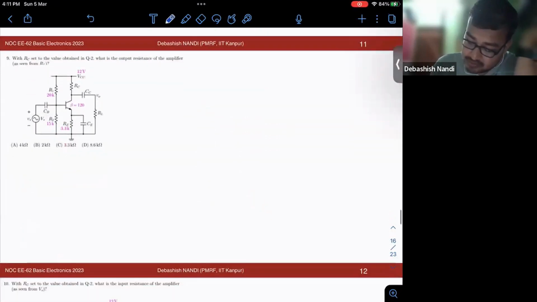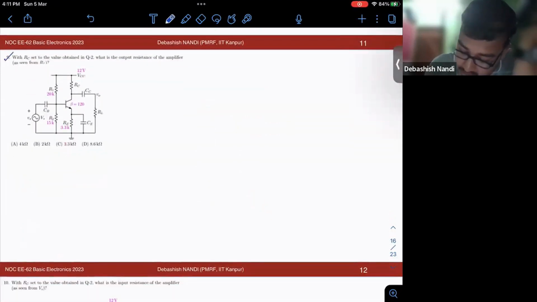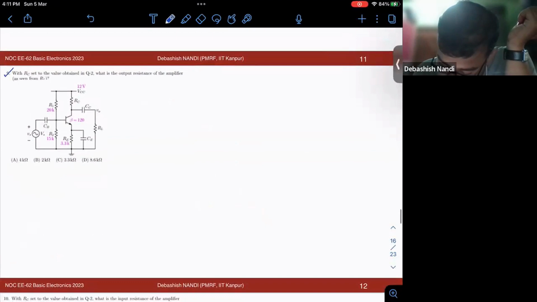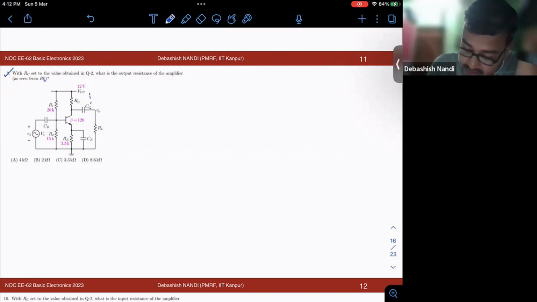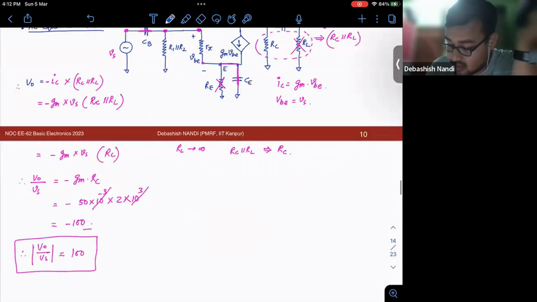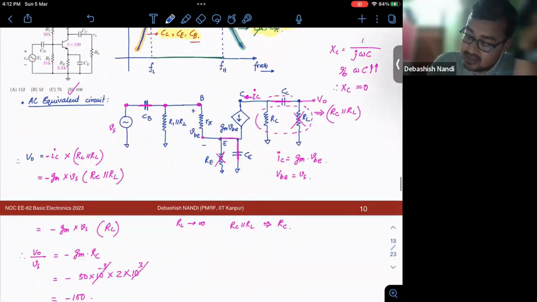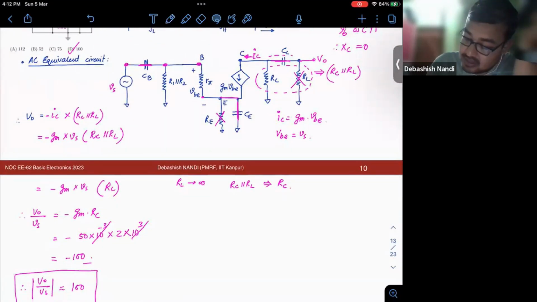So moving on to the next problem. With RC set to the value of Q2, what is the output resistance of the amplifier? Okay, as seen from RL, what is my output impedance looking here? So if I have this circuit, let's copy this circuit.